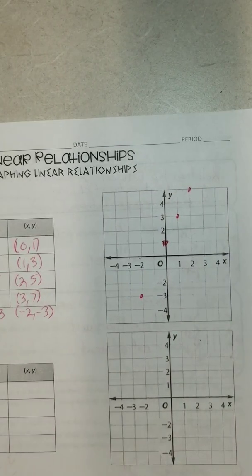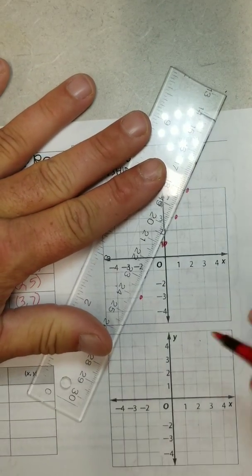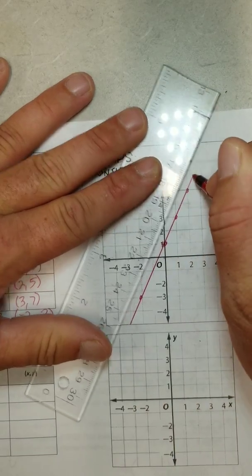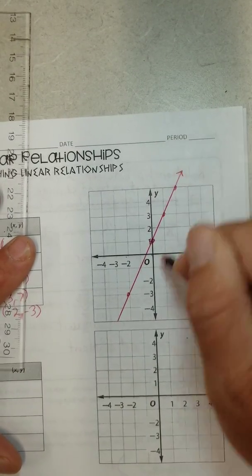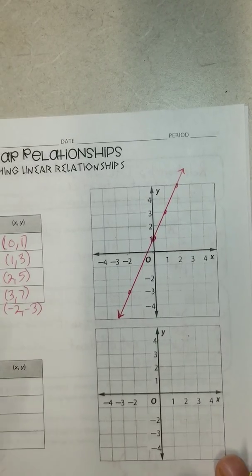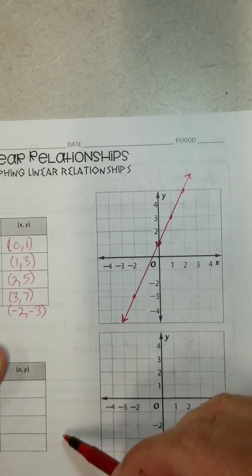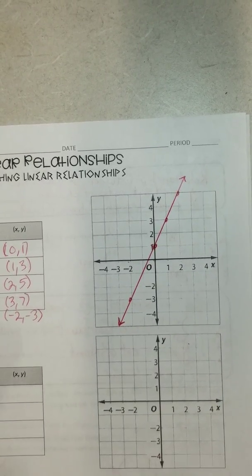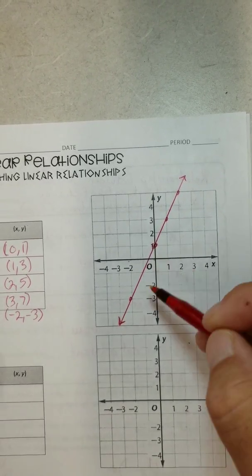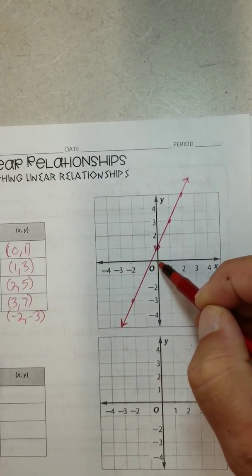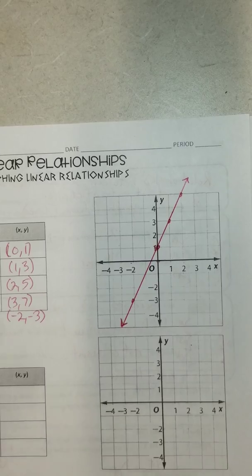Okay, so if I use a ruler to connect my points, I get a straight line. Always put arrows on the ends of your lines because they go forever, infinity in both directions. This line is linear, but it is not proportional because it does not go through 0, 0.